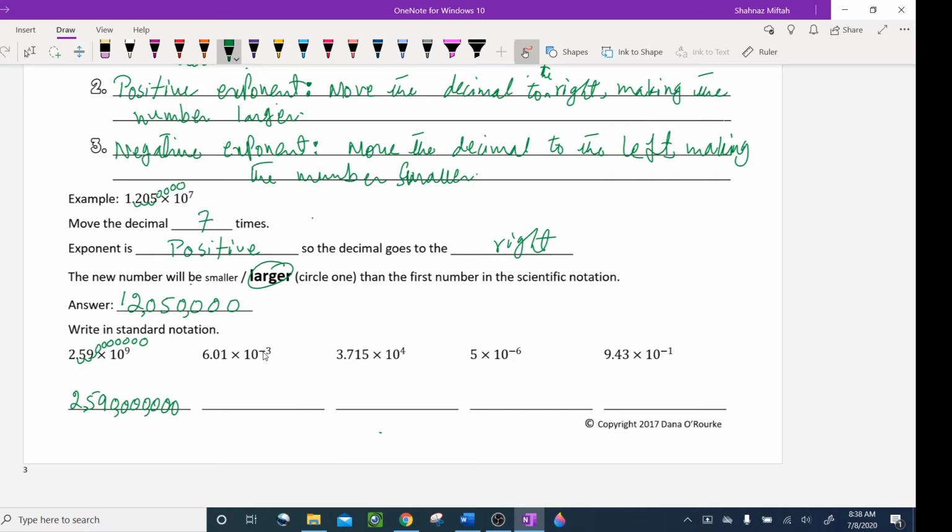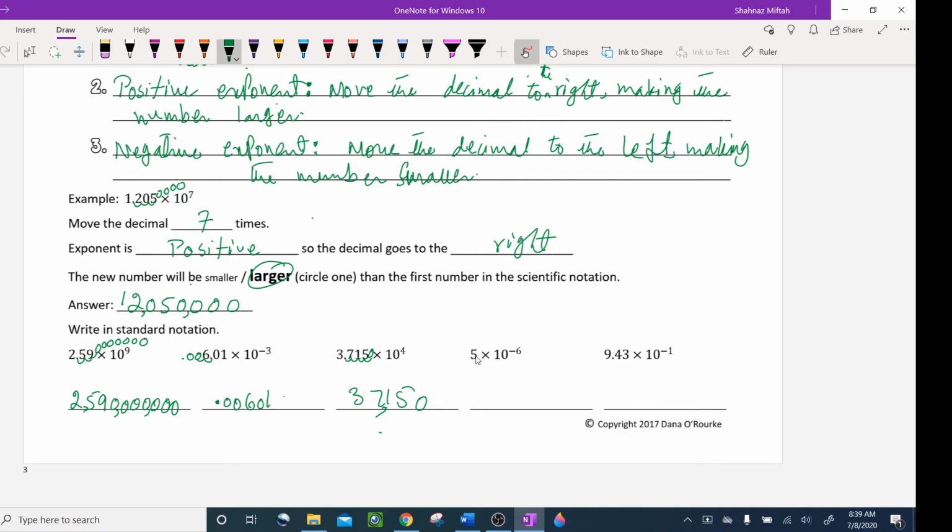Okay. Let's try that one. Since it's a negative exponent, the decimal is going to move to the left 3 times. So I'm going to move the decimal left: 1, 2, 3. And here is the decimal. So I have 0.00601. And that's it. That one is kind of easy. Next, 4 decimals to the right: 1, 2, 3, and 4. So 3, 7, 1, 5, and 0. That's how that number goes, 37,150.